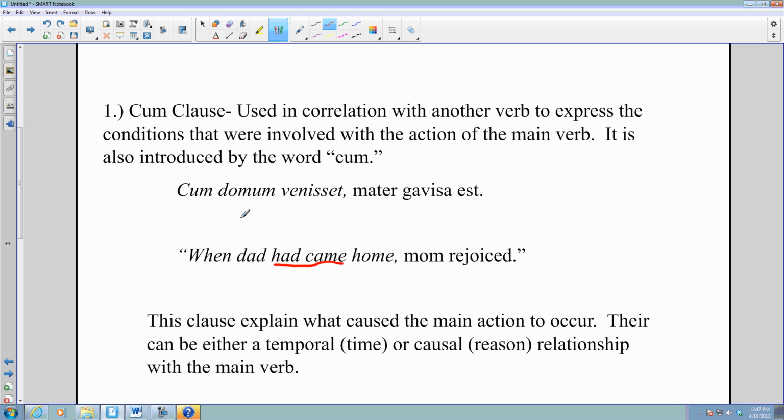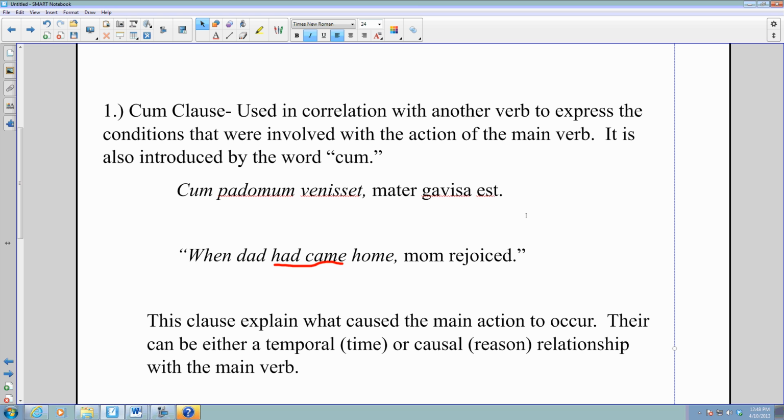When dad had came home. I'm missing dad in that sentence. It really should be cum pater domum venit. Let's go ahead and add that. Good, sorry about that. Should have pater in there. All right, now we're good.